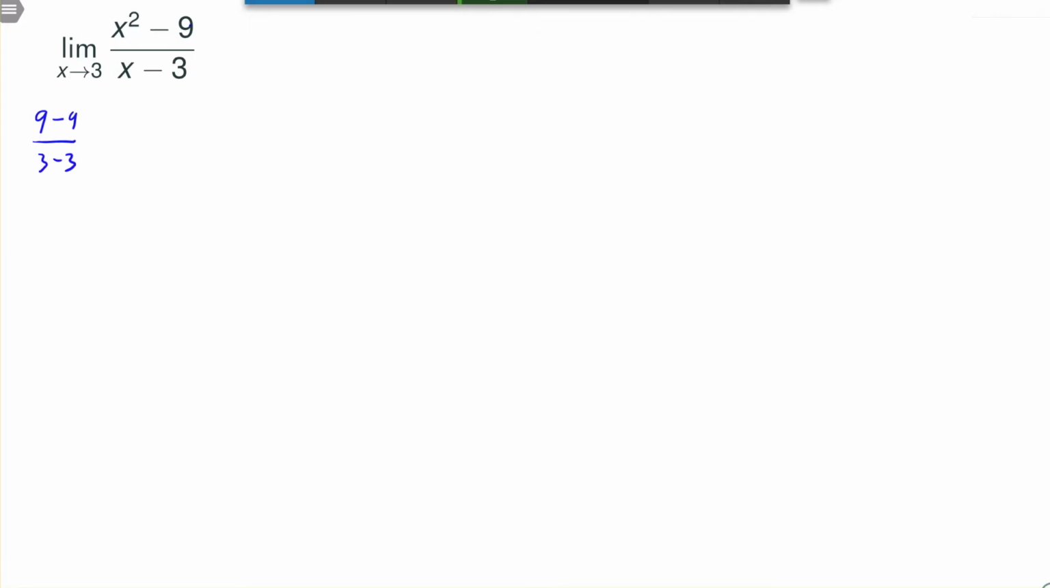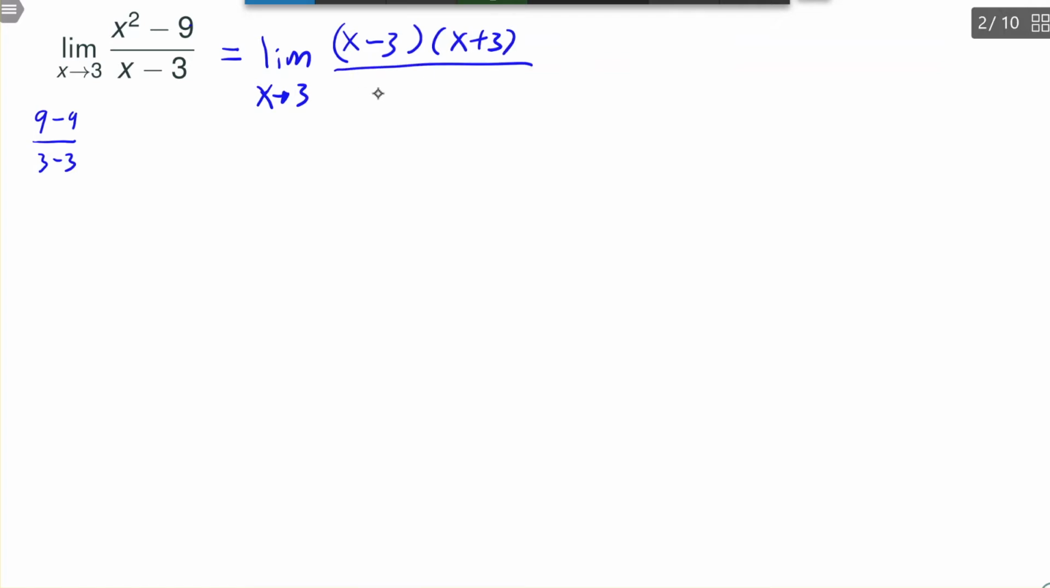So in that case, what we have to do is try to factor or multiply by the conjugate. But in this case, we can actually factor. So we can write this equals limit as x approaches 3. We always have to keep this limit sign until we evaluate the limit. So we can factor the numerator to x minus 3 times x plus 3 over x minus 3.